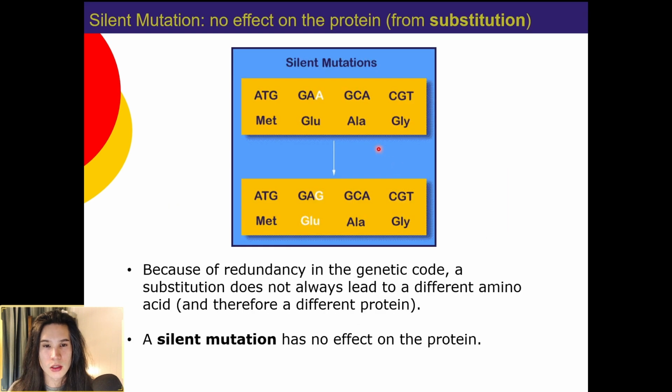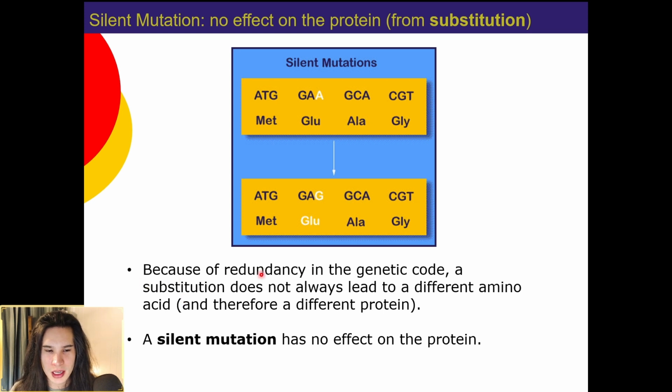Okay, let's go back to this. So in this case, you've got ATG, you have GAA, and that codes for glutamine. And what happens, this is the exact example that I used. You go from GAA to GAG, well, thank goodness, it codes for the same amino acid. You're unaffected. This is a silent mutation.